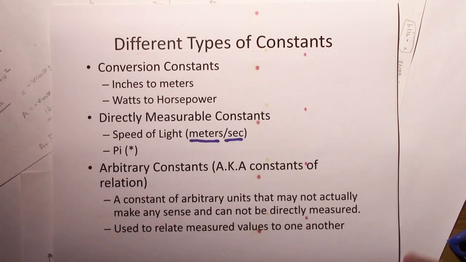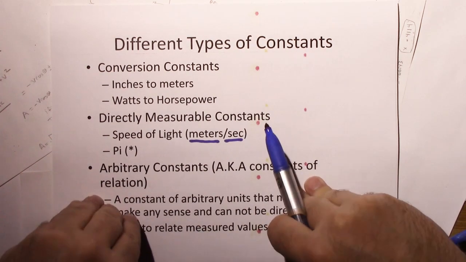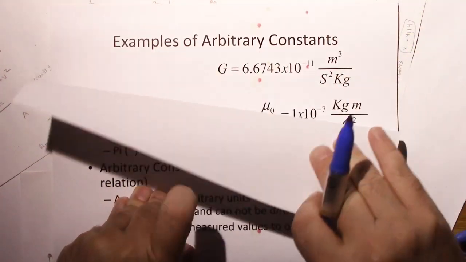Then you have the arbitrary constants, also known as constants of relation. Arbitrary constants contain arbitrary units that may not actually make any sense, and they cannot be directly measured. They're usually used to relate measured values to one another. In other words, let me give you an example with Coulomb's model.